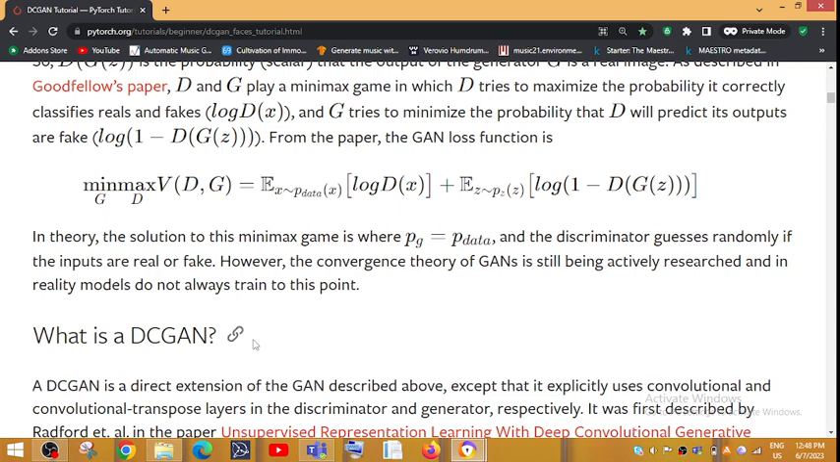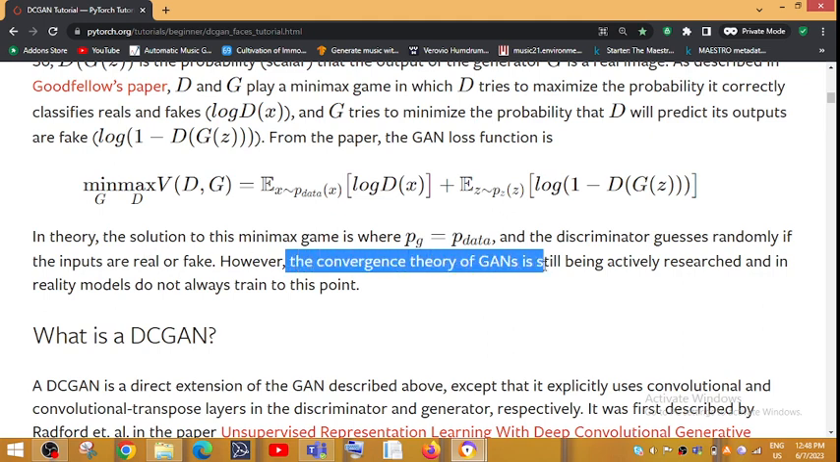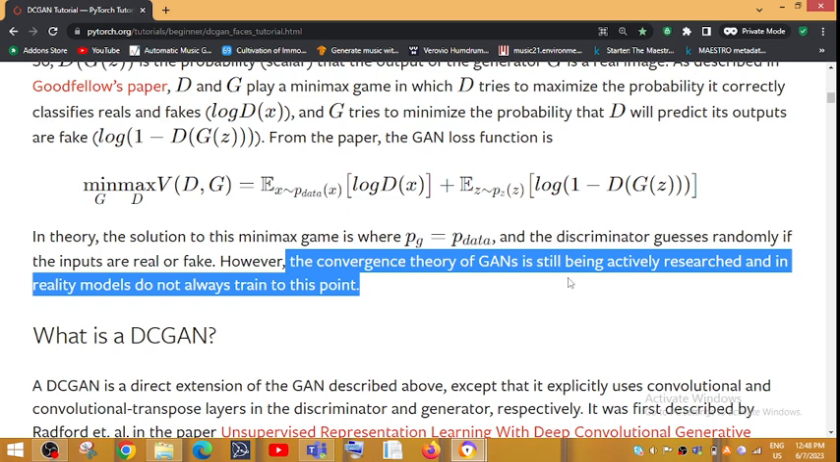and the discriminator guesses randomly whether the inputs are fake or real. That means the generator generates images so much like the training data set that the model cannot distinguish between the generated image and the real image. However, the convergence theory of GANs is still being heavily researched, and in reality models do not always train to this point.